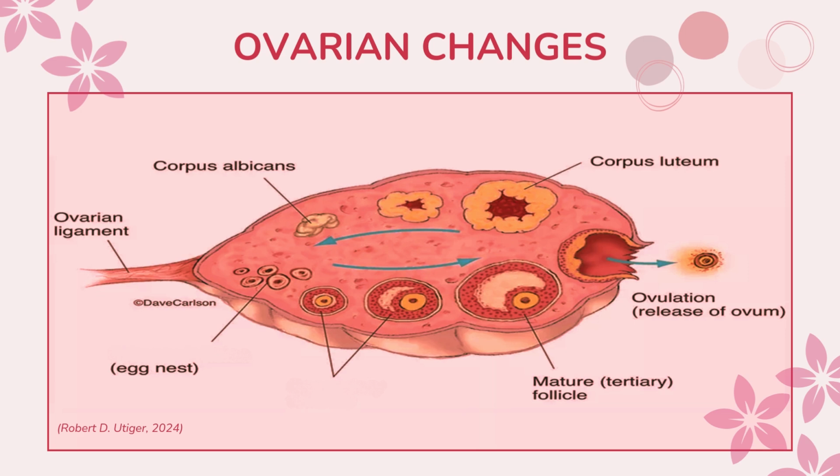Think of it as a friendly competition. By day 5, one follicle rises to the top, takes the crown, and becomes the dominant follicle. It's ready to steal the spotlight for the rest of the cycle. It's survival of the fittest.